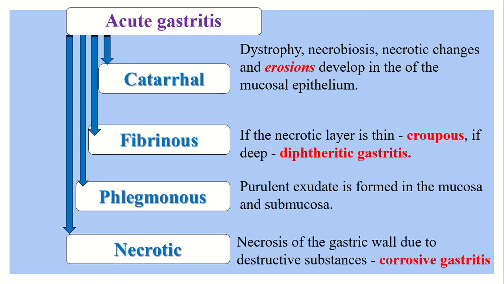There are four classic types of acute gastritis. You remember from general pathology, and we also discussed in tonsillitis, for example, catarrhal gastritis. Here we see dystrophy, necrobiosis, necrosis, and erosions that are localized only in the mucosal epithelium. Then fibrinous gastritis: if the necrotic layer is thin, croupous fibrinous gastritis will develop; if deep, diphtheritic gastritis. In phlegmonous gastritis, purulent exudate is formed in the mucosa and submucosa. And necrotic acute gastritis mainly develops after the action of erosive substances such as acids and alkalis; we call this corrosive gastritis.